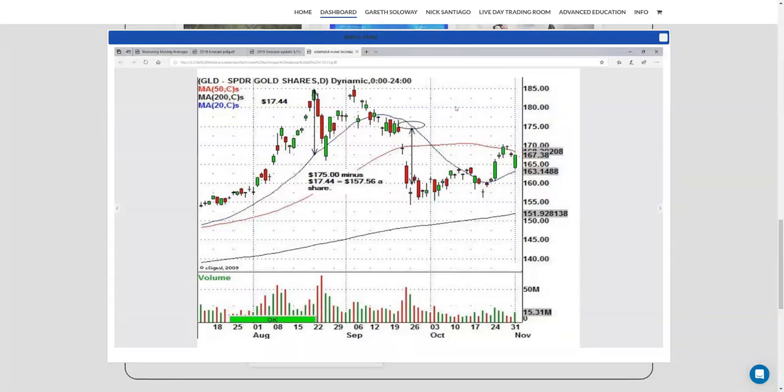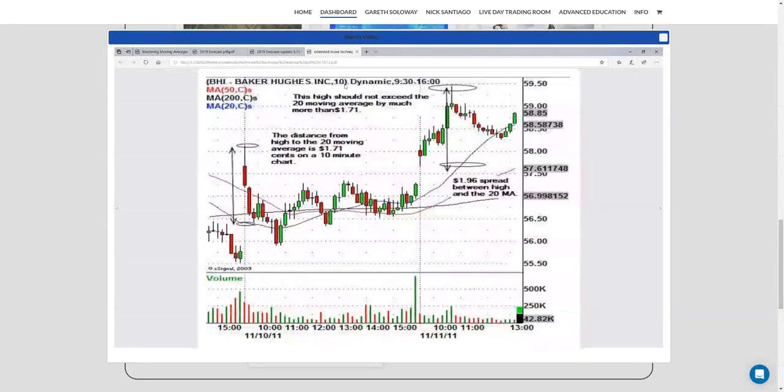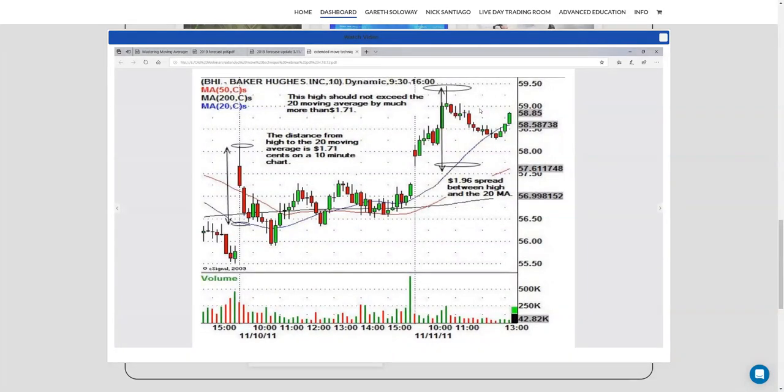Geo says, Nick, does this work on a 10-minute chart? Absolutely. So look at this chart, Geo. Baker Hughes, 10-minute chart. Yeah. All time frames.